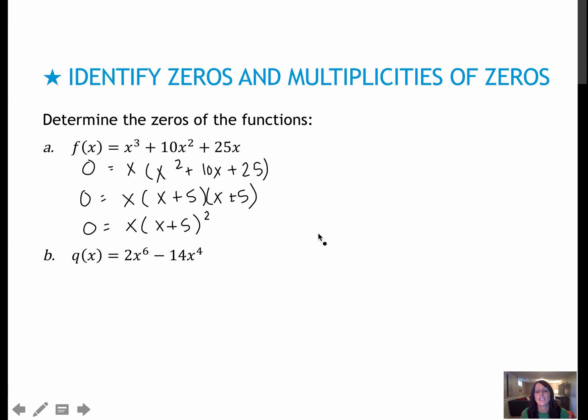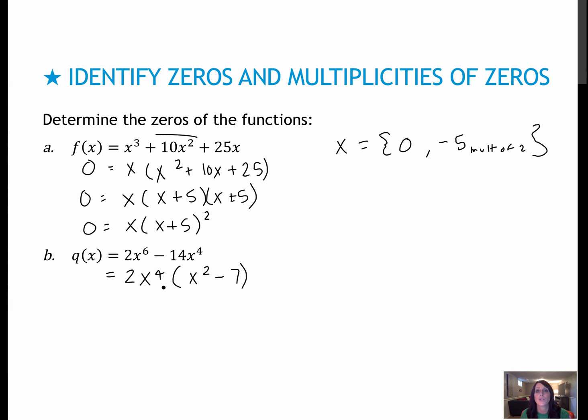So this is just the factorization. To determine the zeros, I would set x equal to 0 to find that x is 0. And I would set x plus 5 equal to 0 to find that x is negative 5, but that has a multiplicity of 2. 2 values of negative 5. On my other, I would start by taking out 2x to the 4th, which would leave me with x squared minus 7.